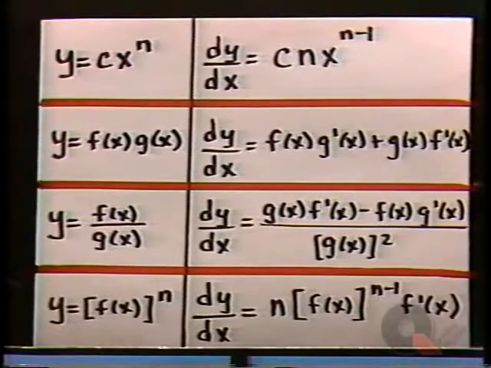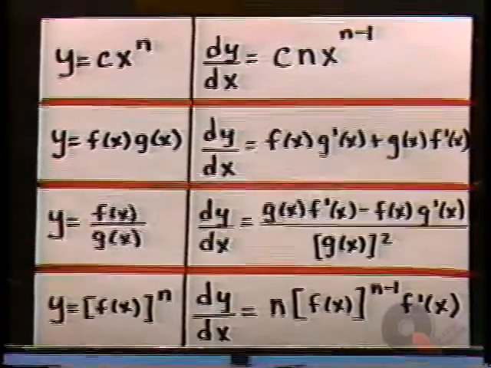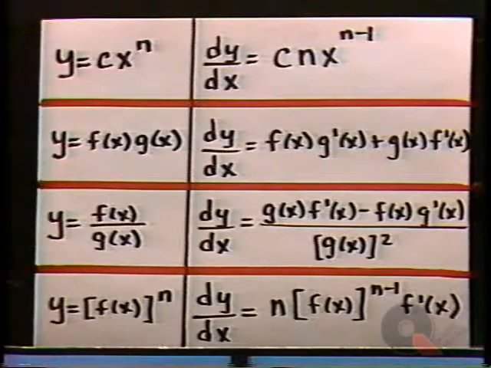If y is a function to a power, f of x to the nth power, the derivative is going to be the power times the function to the 1 less power times the derivative of the inside. Don't forget that extra f prime of x. That comes from the chain rule, and it's very important. The derivative of a function to a power is the power times the function to the 1 less power times the derivative of the inside.